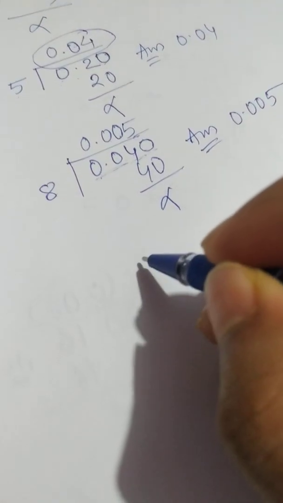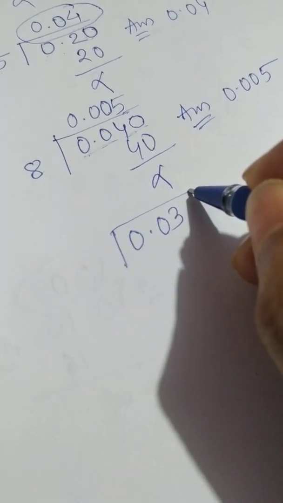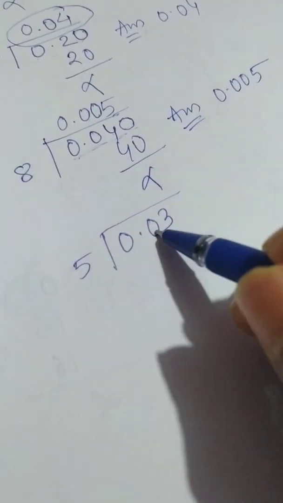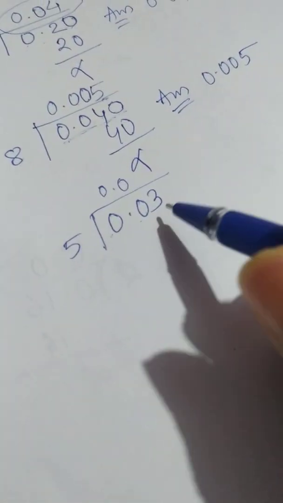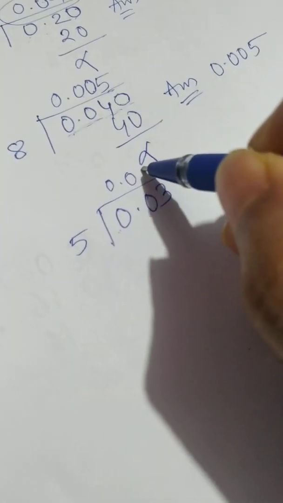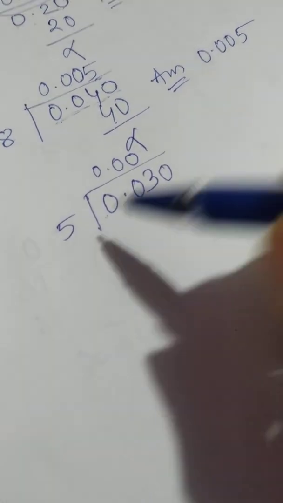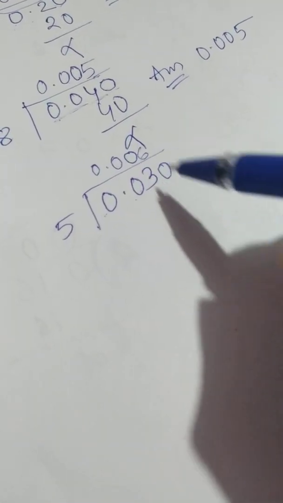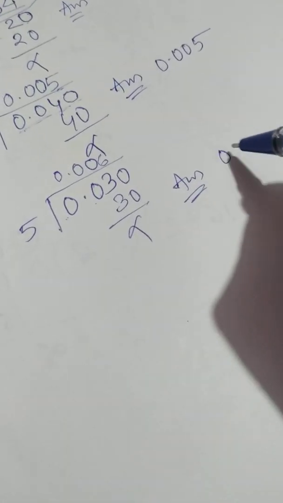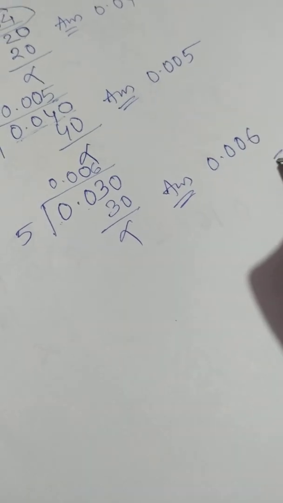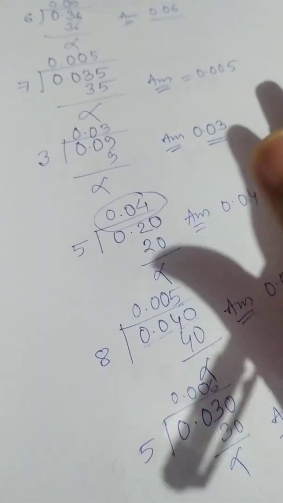Is it clear? If I show you some more examples, I think it would be clearer. Showing you another one. Let's say 0.03 I'm dividing by 5. So 0.0 we can write as it is. Now 3 is smaller than 5, for this reason I will write another 0, and since there is no other number I will write a 0 over here. Now 5 into what is 30? 5 into 6 is 30. So answer is 0.006.